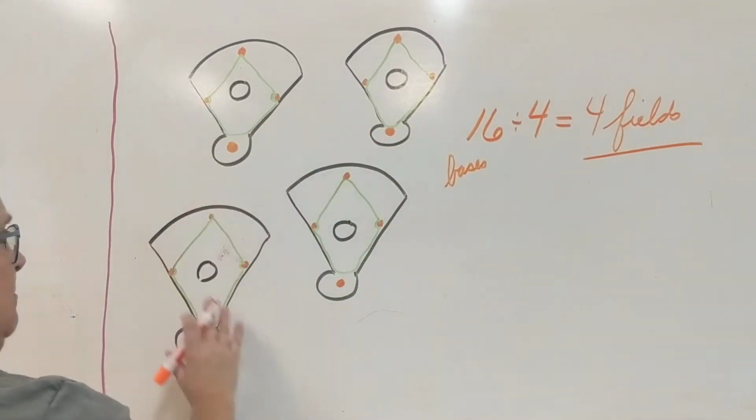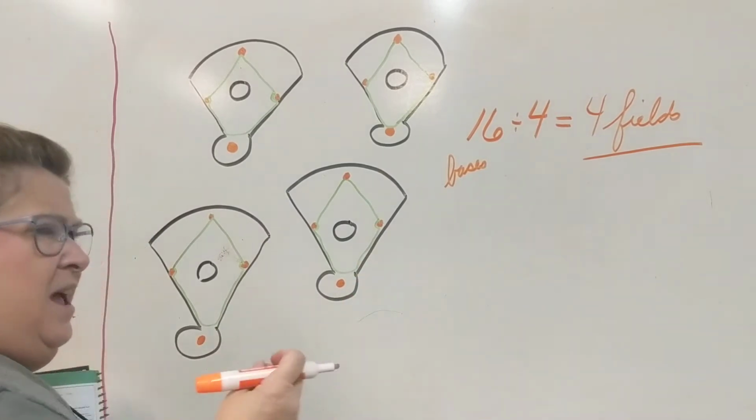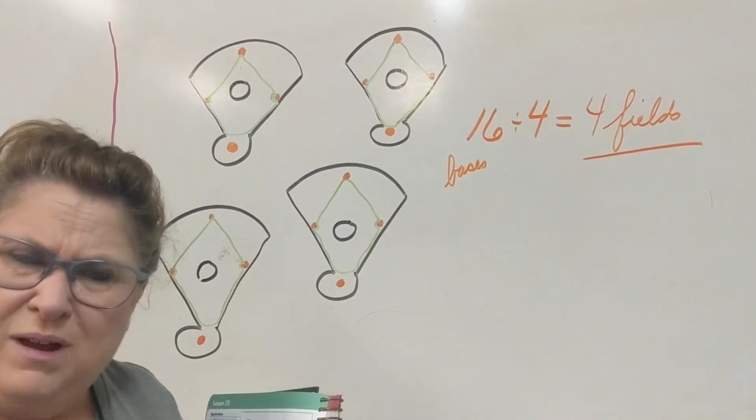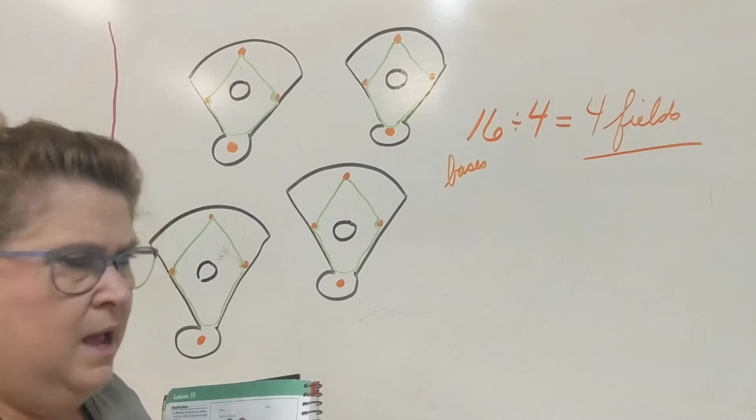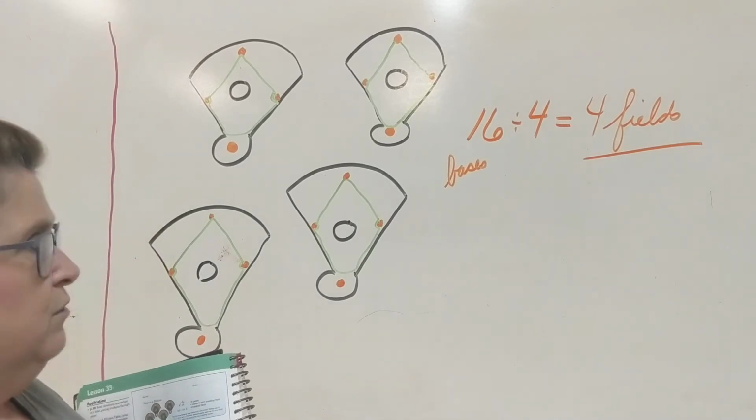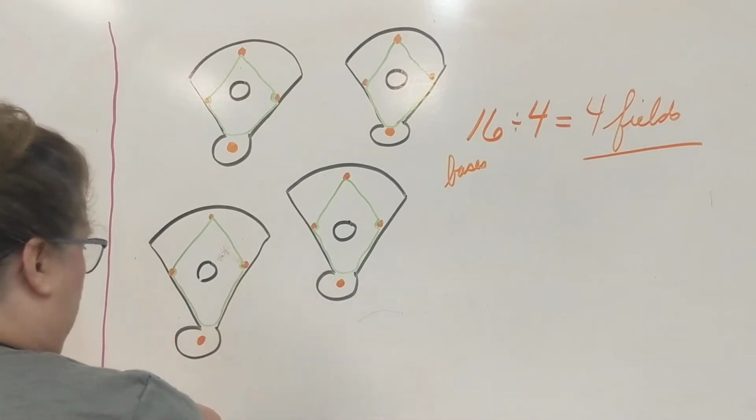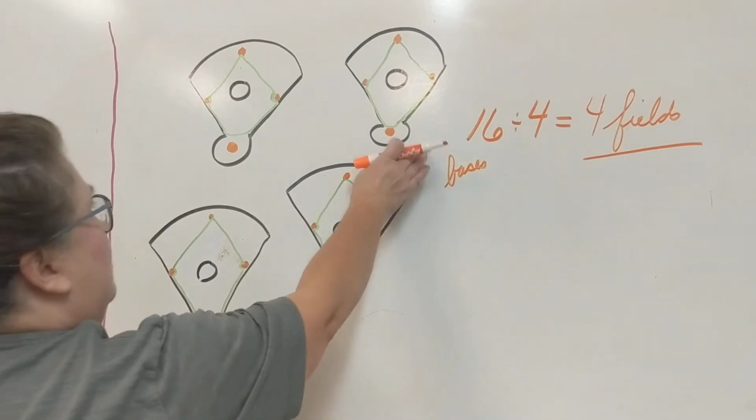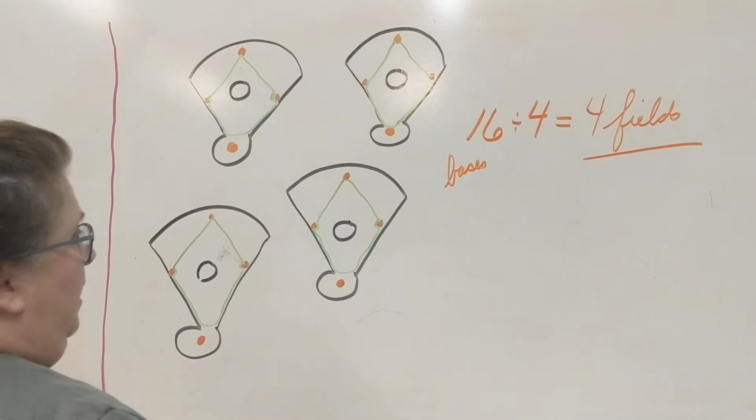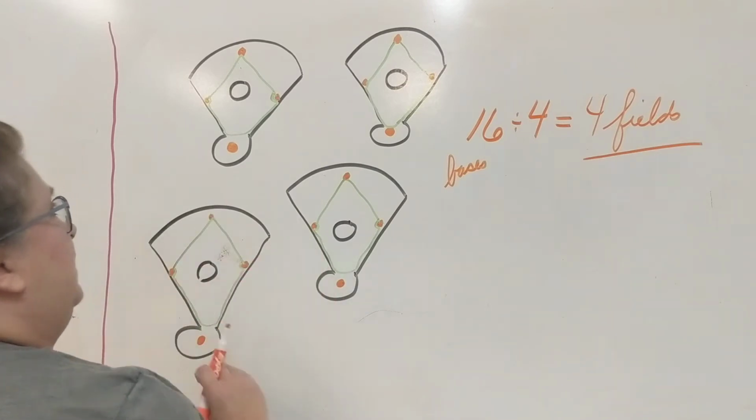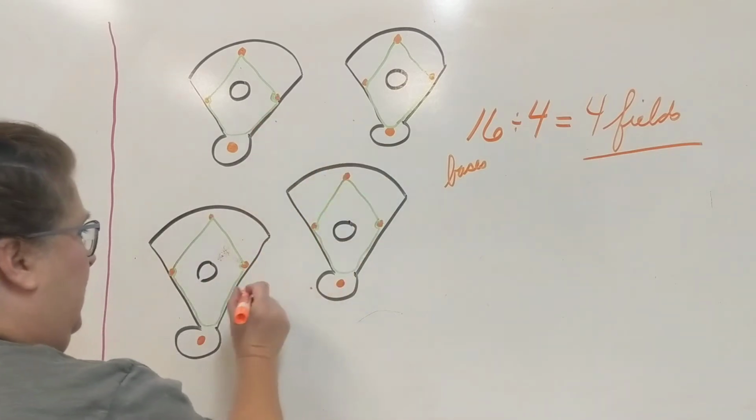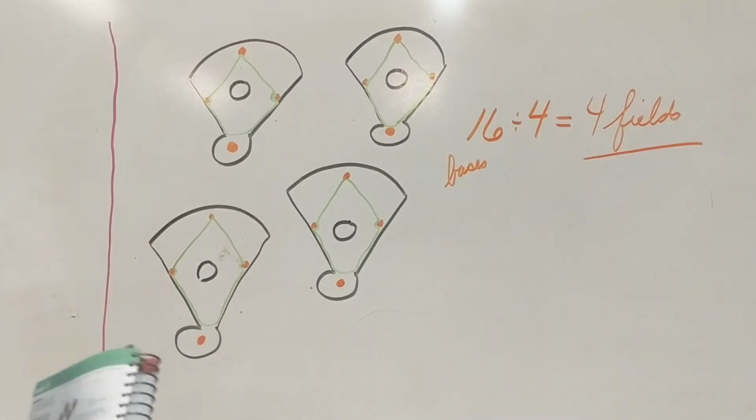So these are my baseball diamonds or fields. I think I've heard it said both ways, guys. I don't know which way to say it. So these are my baseball fields, and you'll see I have a total of 4, 8, 12, 16 bases. If I have 4 bases per field, then I have 1, 2, 3, 4 fields. So that is using 4 as a divisor.